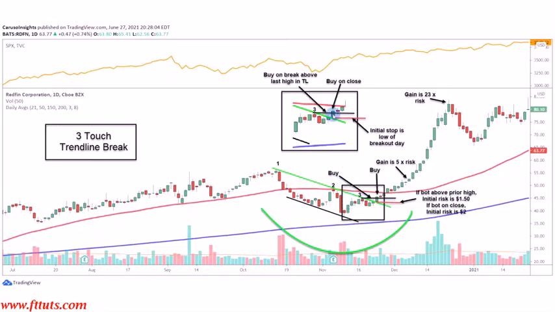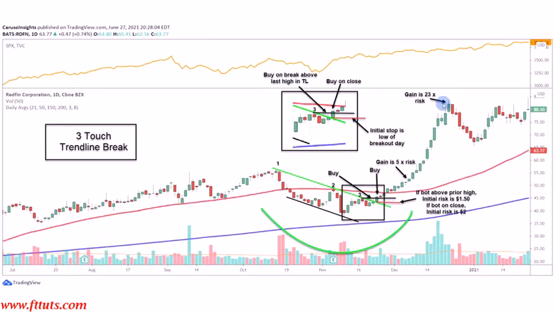Again, if you look at a zoomed in version here, we broke above the prior high and the trend line on the same day. It's your choice whether you want to buy above the prior high or wait for the close. Either way, it's a relatively controlled risk. If you bought above the prior high, you had a $1.50 risk. If you waited for the close, you had a $2 risk. Very quickly, you had 5 times that risk, and soon after that, 23 times that risk.